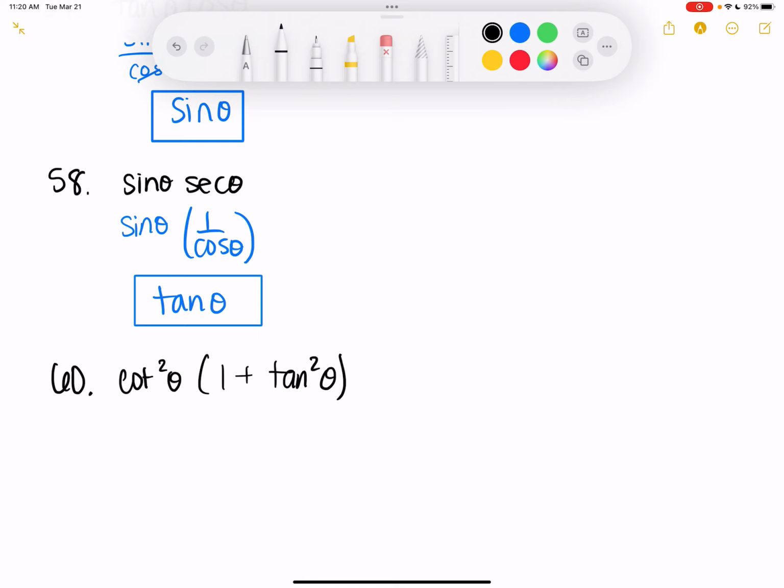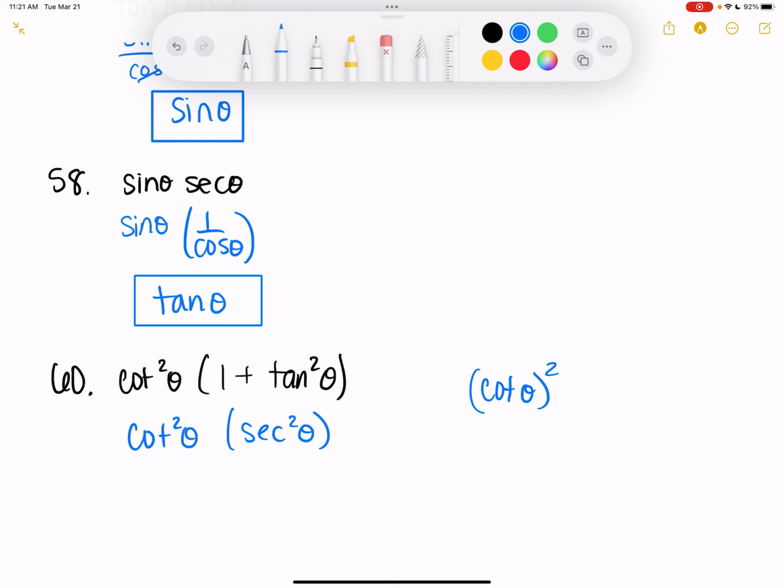Pythagorean. The Pythagorean identities. So which one is 1 plus tangent squared? Or could be rewritten as 1 plus tangent squared? Cosine squared. Right. Secant squared. So we have cotangent squared of theta times secant squared of theta. So then now I can rewrite these things. So the squared, this is just for reference, this is the same thing as this. So I can rewrite each thing as something squared over something squared.